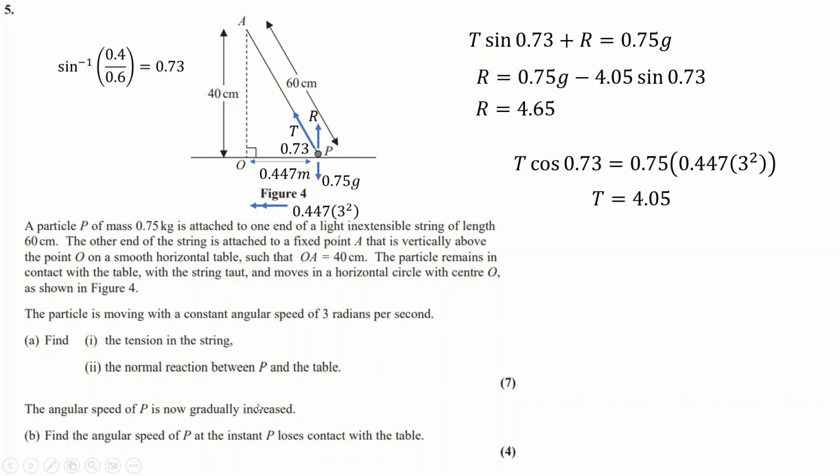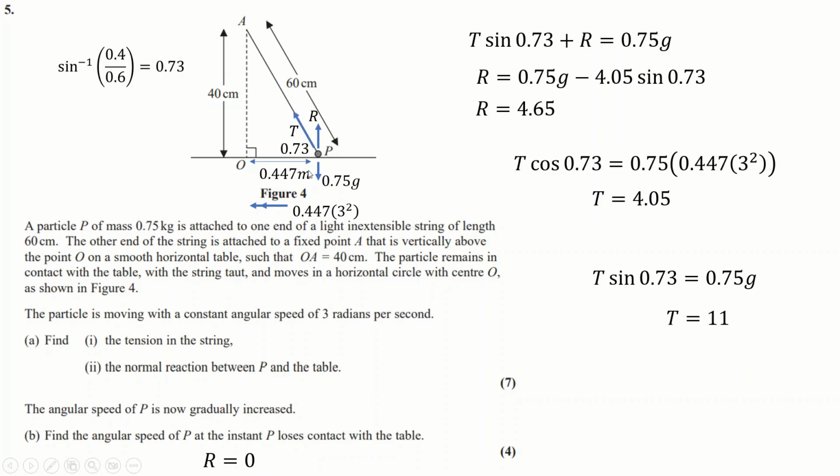The angular speed is now gradually increased. When do we lose contact with the table? Well, we lose contact with the table when the reaction force is 0, clearly. So R is 0 now, is what we'll say. And now that just means that T sine of this angle here is going to be equal to mg, because there's no R anymore. So that'll give us a new T. We'll type that in. We'll get roughly 11.